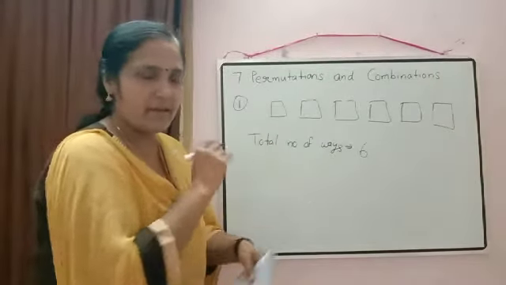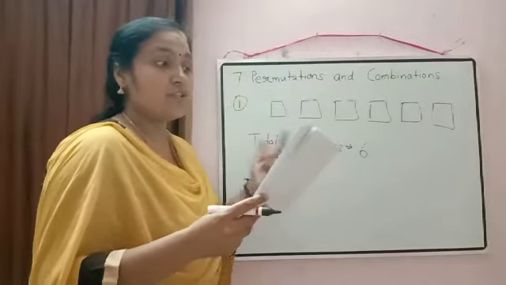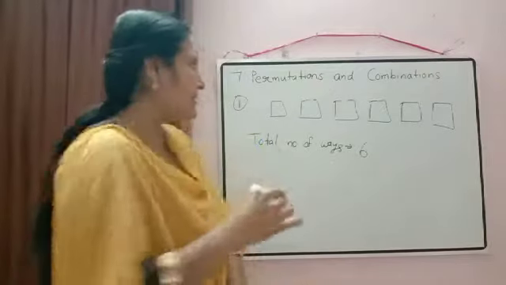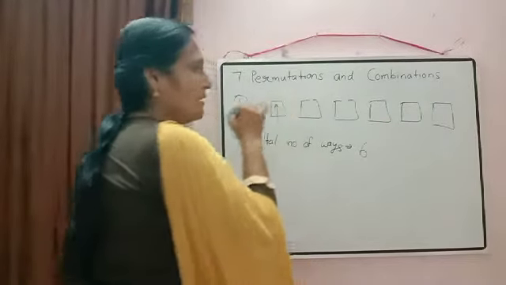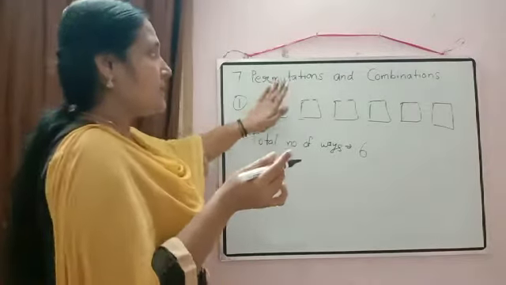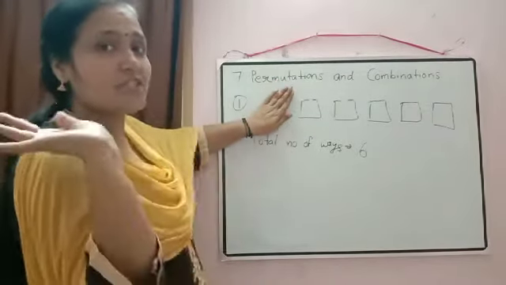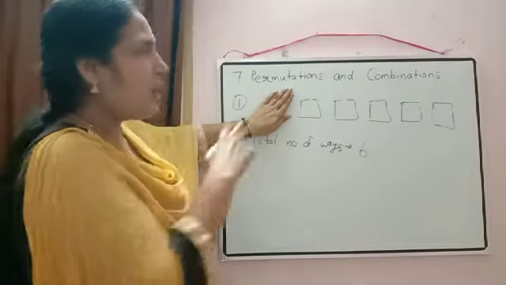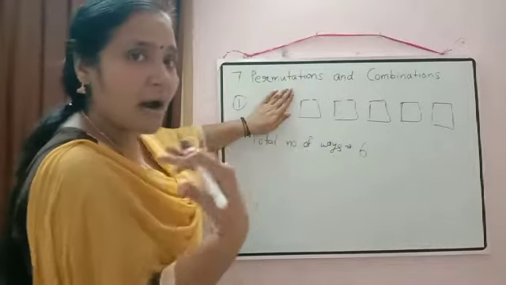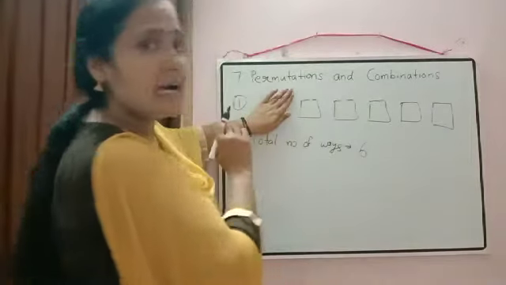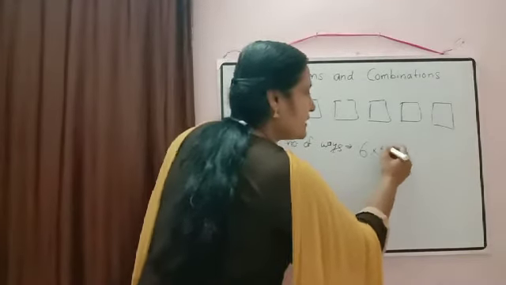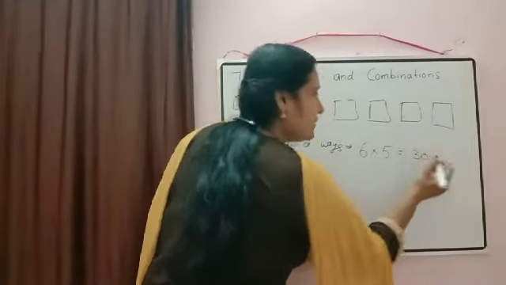6 doors are available. And it is asked he should come out through a different door. So suppose he entered through door 1. Now he cannot come out with door 1. So this option is removed now. This option is not available with the man there. How many options remaining are there? 5 options. So he can come out with any of these 5 doors. So total number of ways will be equal to 6 into 5, which will be equal to 30.